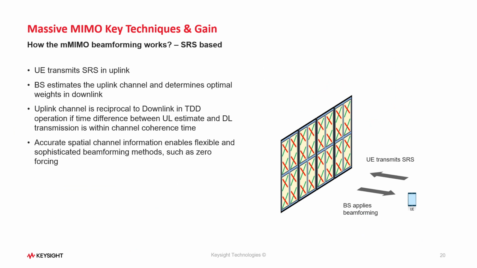Here is an overview of the SRS-based operation. The UE transmits the SRS in uplink, and the base station determines the optimal beamforming weights based on the estimated uplink channel matrix. This enables flexible downlink beamforming methods, such as different variants of zero forcing.